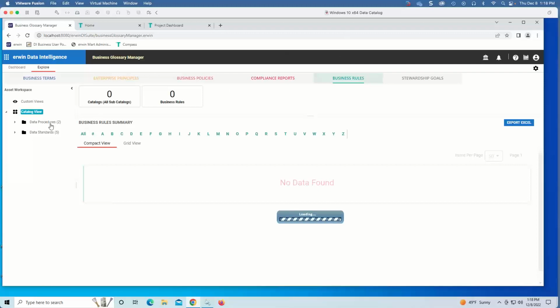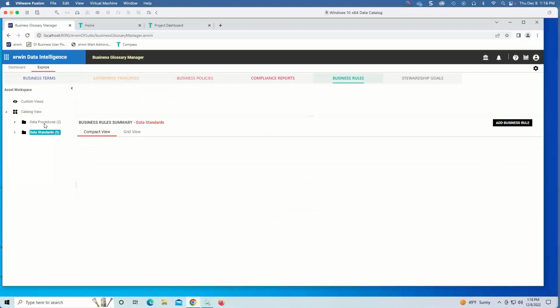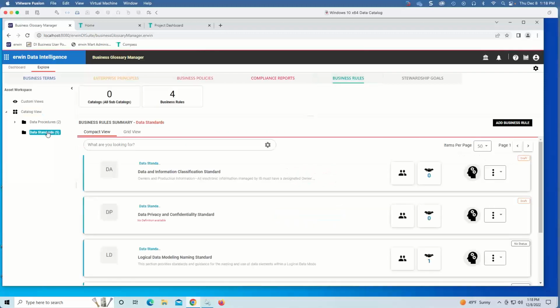I also have procedures in here as well. Now you could separate them out with a separate section for procedures and a separate section for standards. I have them both within this one catalog.